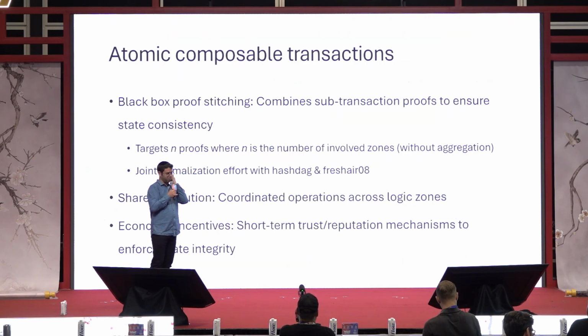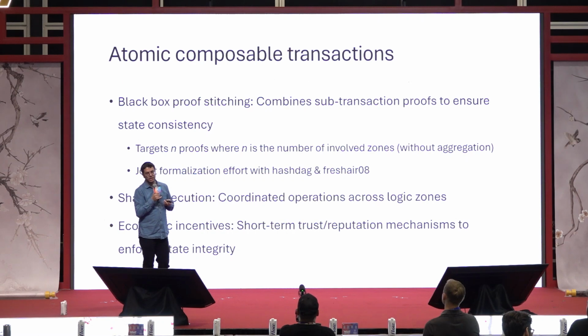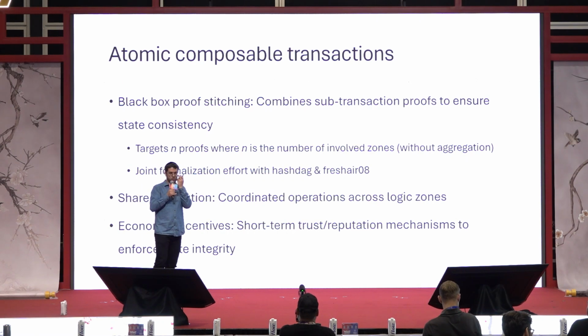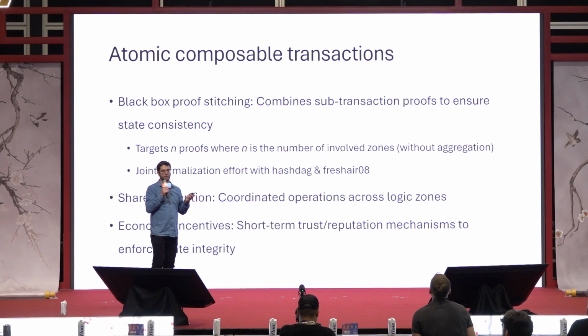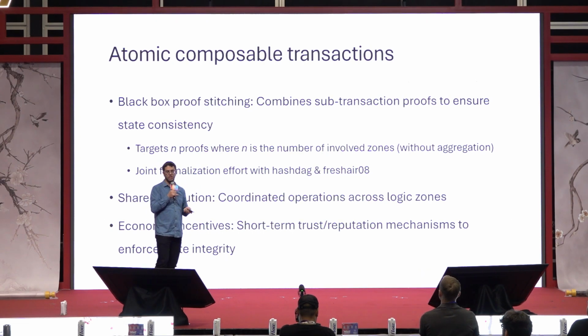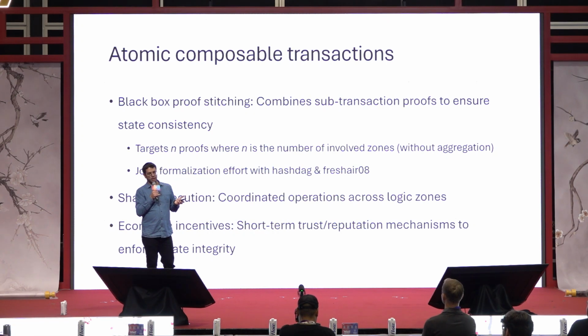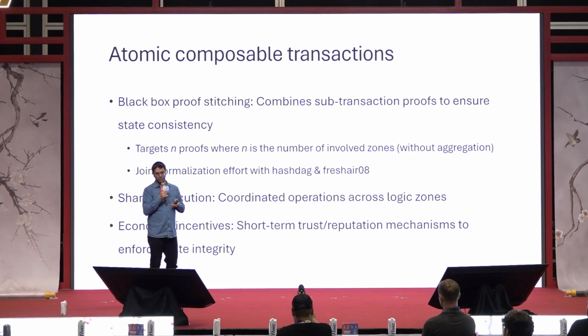Yeah, so it's a black box proof stitching. We're still targeting end proofs, so there's no zero knowledge aggregation. We're not trying to aggregate zero knowledge proofs into a single proof. We're trying to keep the proofs separate, but still allow stitching. There's a discussion about who the stitcher should be. I'm not going to go into it, but it can be each L2 or the L1. That's not for now.